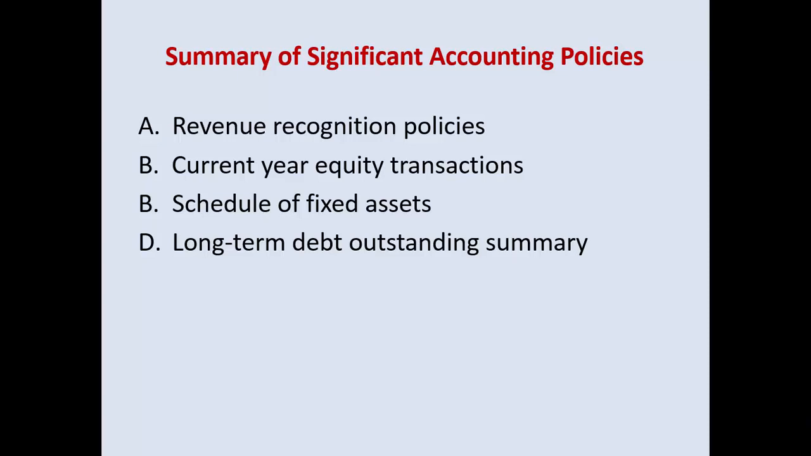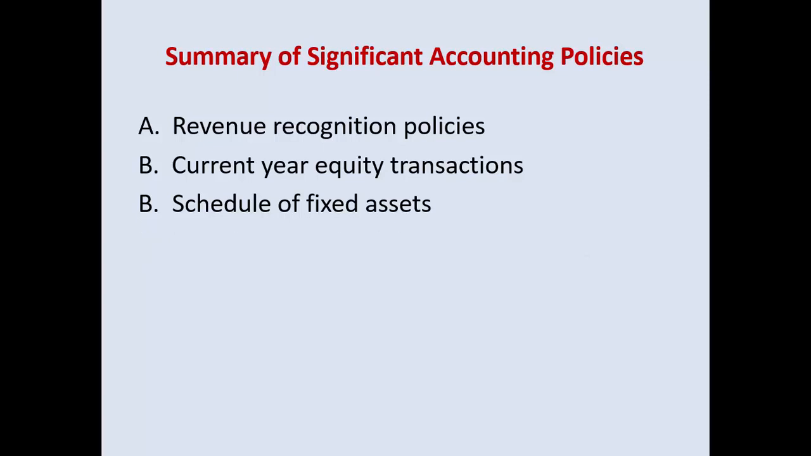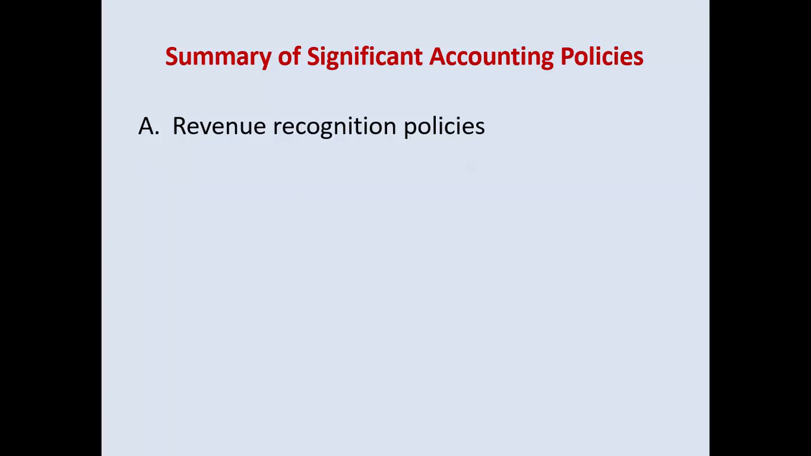So what about these four? Revenue recognition policies. That's kind of a giveaway. Current year equity transactions. Schedule of fixed assets. Long-term debt outstanding. Of those four, the only thing that's going to go in that first section, the summary of significant policies, is going to be your revenue recognition policies. So that is a summary of the disclosure notes, what goes in them and how they must be presented.